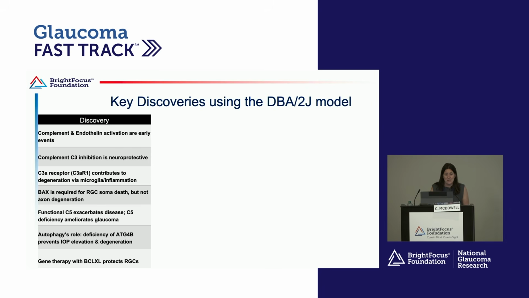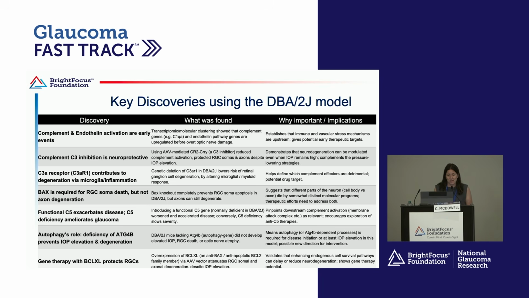And there's been many key discoveries that have been made using this mouse model of glaucoma, and some of them are listed here. And again, I wanted to point out that there's a lot of information that was found here, and although this is a lot of words, many of these discoveries were actually done using different forms of mouse genetics. So knocking out various genes, like in this study where the Bax gene was knocked out and it was able to prevent RGC soma apoptosis, as well as things like lacking autophagy genes, overexpression of different genes. So there's a variety of ways that you can use existing models to test your own hypotheses.